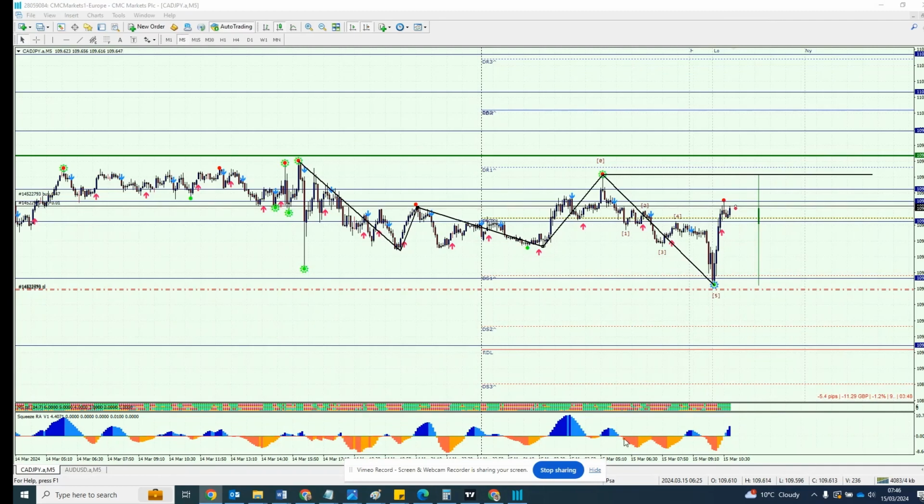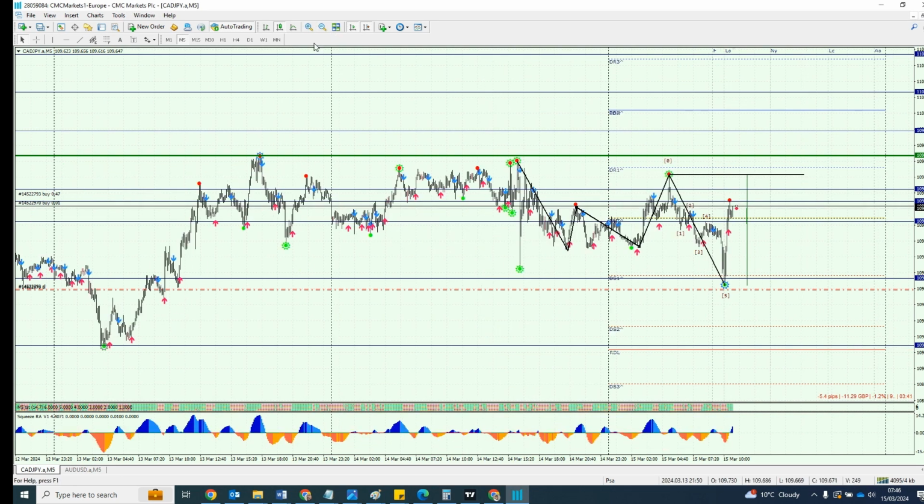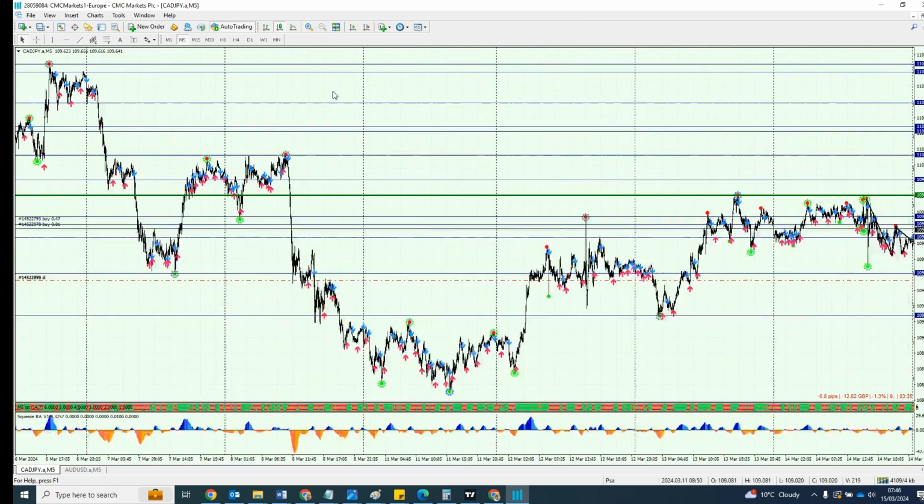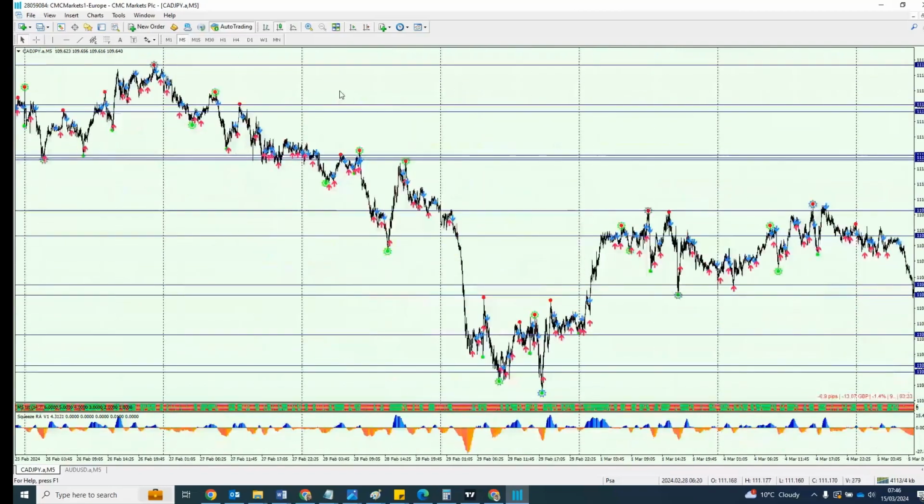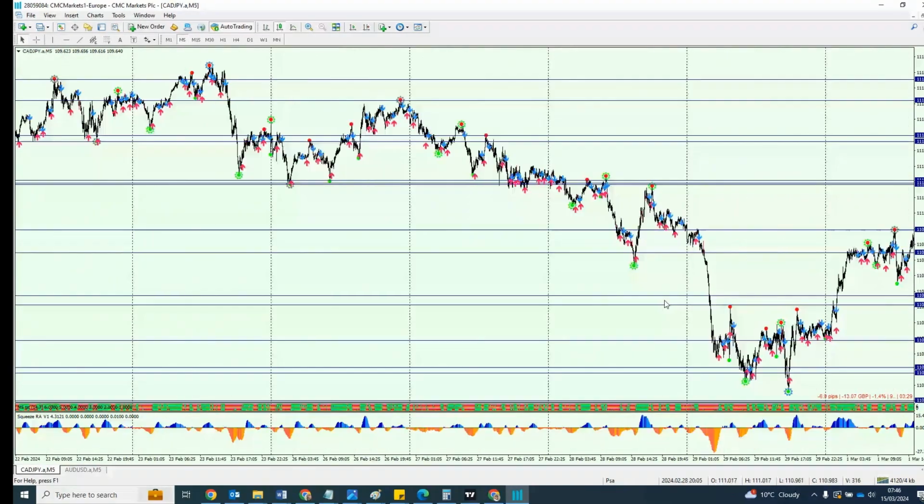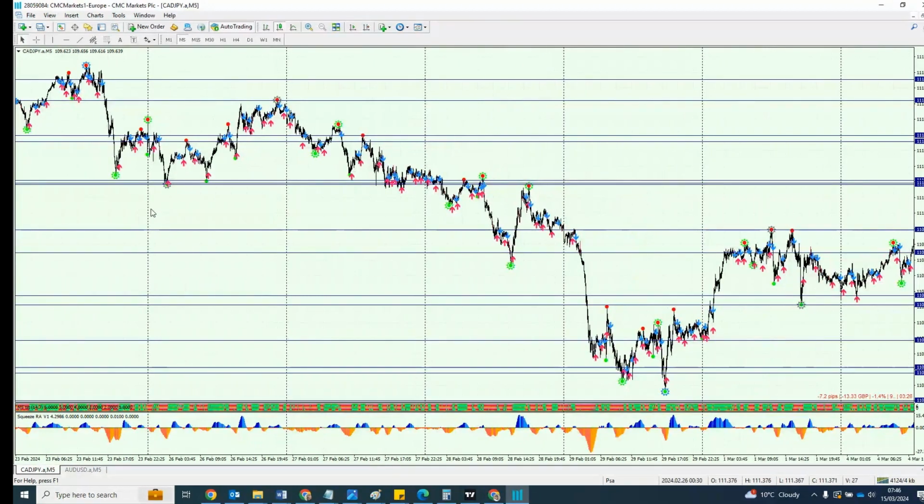We are looking at the Canadian dollar Japanese yen this morning. A couple of things I would like to point out. The big trend in the CAD yen has been to the downside. Okay, you can see this trend started from here. It's been coming down really strong.